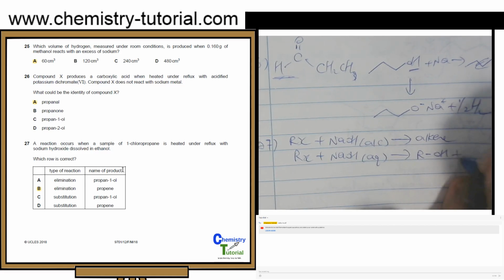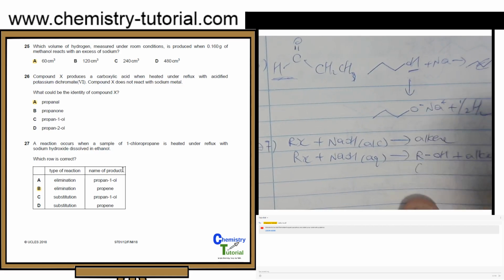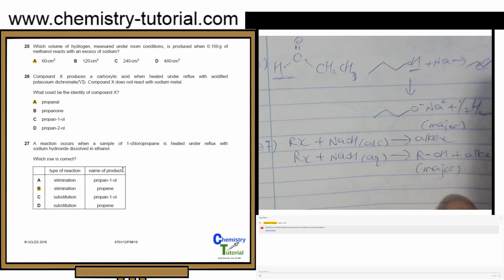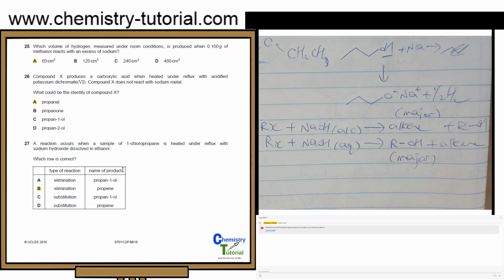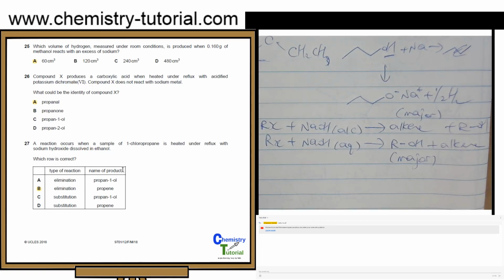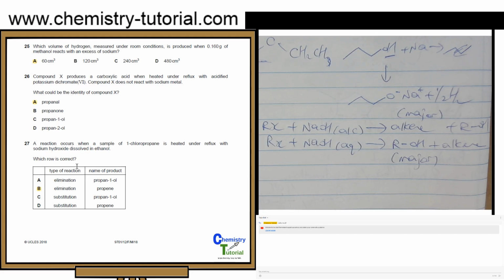Now, it doesn't mean that there's no alkene involved. It's just that alkene will be a minor product, whereas in the other case it will be major. In this case, alkene will be major plus ROH. Definitely both products will be formed. It's just which is the major and which is the minor product. So since we are using sodium hydroxide dissolved in ethanol, this is an alcoholic medium. So this will be an elimination reaction, so it's either A or B. And if it's an elimination reaction, we will get an alkene. And propene is an alkene because if you look at the last 3 letters, the suffix -ene, E-N-E, is an alkene. So question 27's answer is option B.